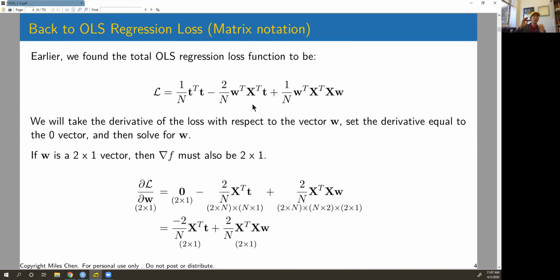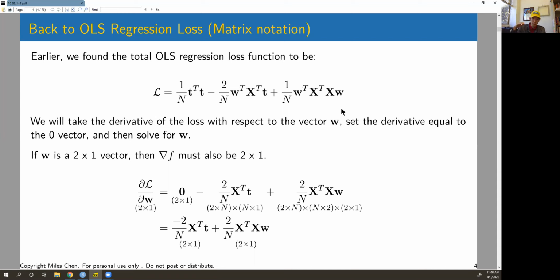If you think of the sum of squared residuals, which would be your y minus y hat, or in this case, t minus what f predicts, in matrix notation we can write it this way: 1 over n times t transpose t, minus 2 over n w transpose x transpose t, plus 1 over n w transpose x transpose x w. So this is what we have. This is our loss function. And in order to minimize our loss function, we are going to take the gradient of L with respect to W.